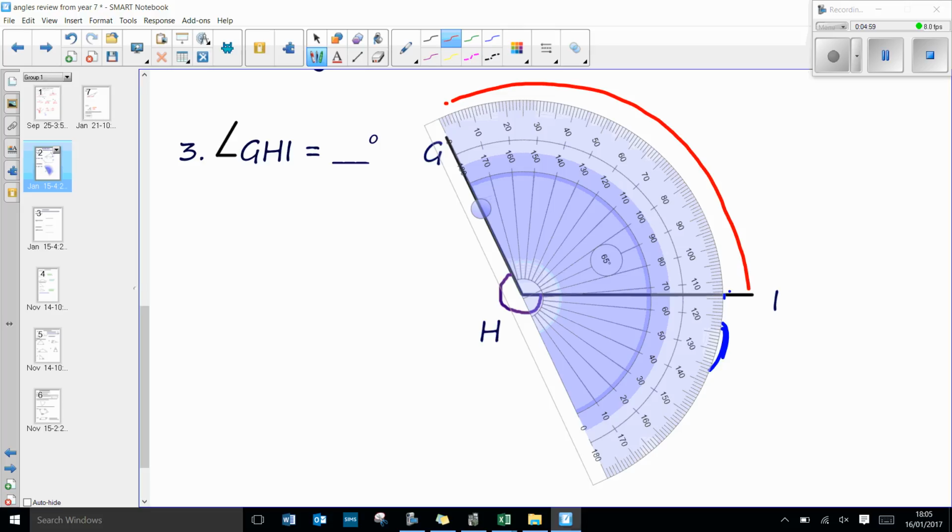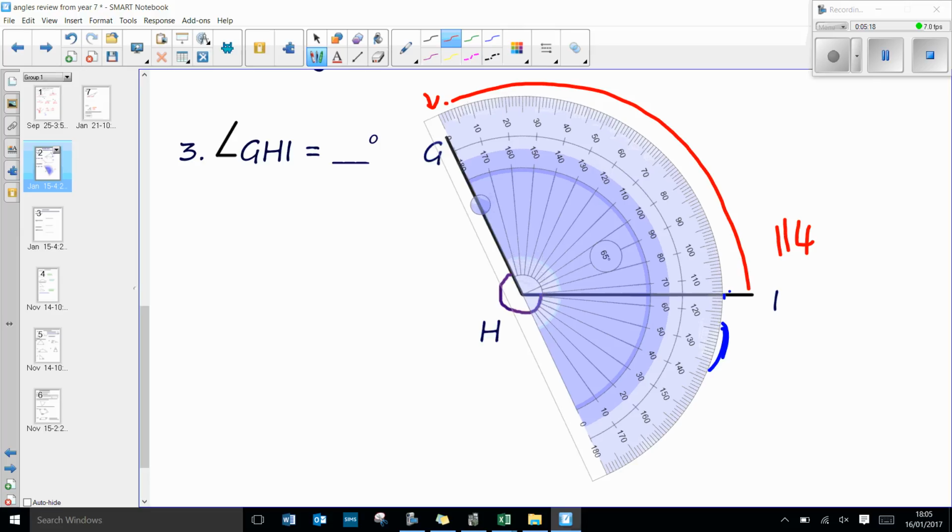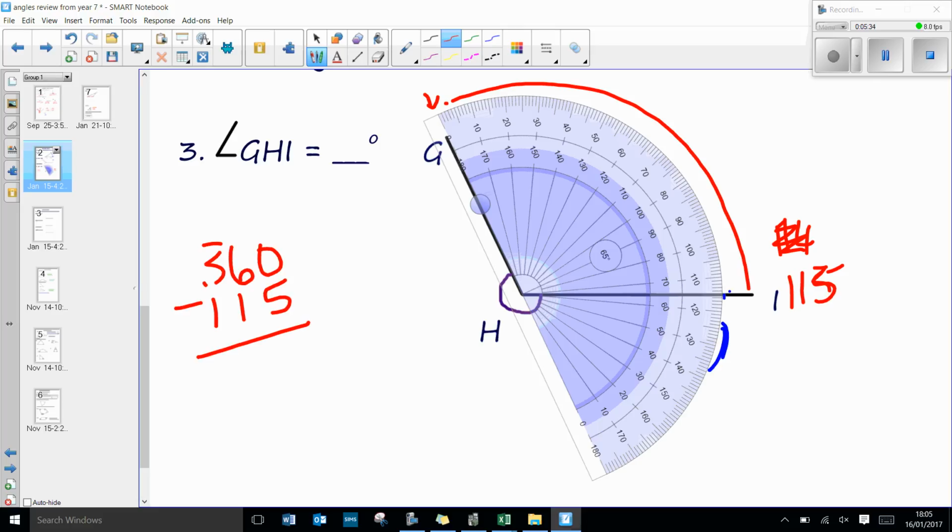So this time I have placed my 0 along this line. So I'm now looking at my outside scale, and I can see that that is 114. Oh, maybe my protractor's not quite accurate. Let me try that one more time. I'm going to change that to 115. Okay, so if that angle out there is 115, then the angle I'm actually looking for is 360 take away 115, which is 245.